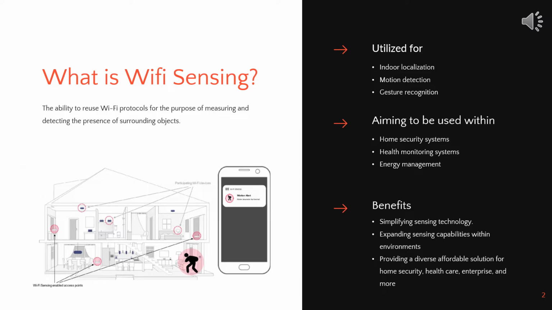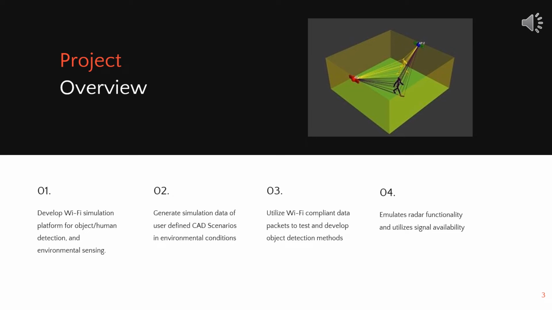As Wi-Fi sensing is quite new within the agenda of sensing technology, it aims to be very beneficial in the future as it expands, simplifying sensing technology and providing more affordable solutions. Within our own project, we will be developing a simulation platform which will utilize Wi-Fi signals for the purpose of object or human detection. The disturbances created between transmitters and receivers within the output data from moving or still objects will be used to recognize motion and biometric measurements.